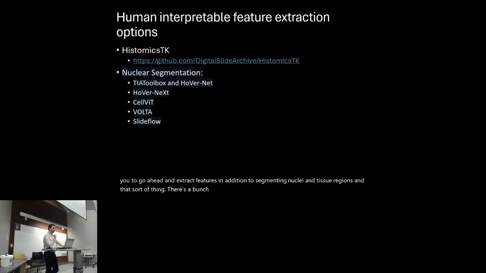There's a bunch more tools that do nuclei segmentation, but then you need to go ahead and define your human interpretable features yourself and extract them. There are a couple of different options, new and old, there. I'll say HoverNet is probably the standard that people use these days, but recently there have been a couple of publications showing better performance for this nuclear segmentation and classification of nuclei into, say, tumor, non-tumor, stroma, lymphocyte, that sort of thing.